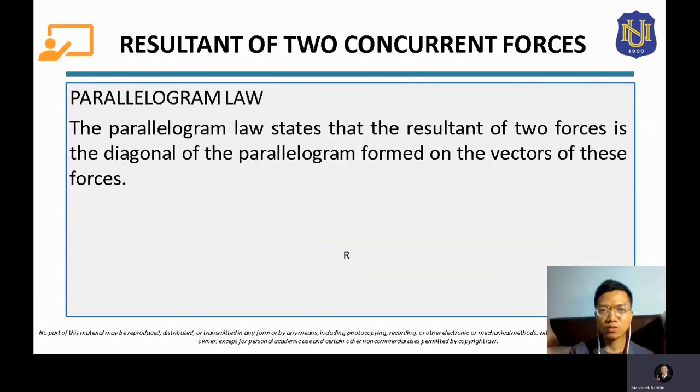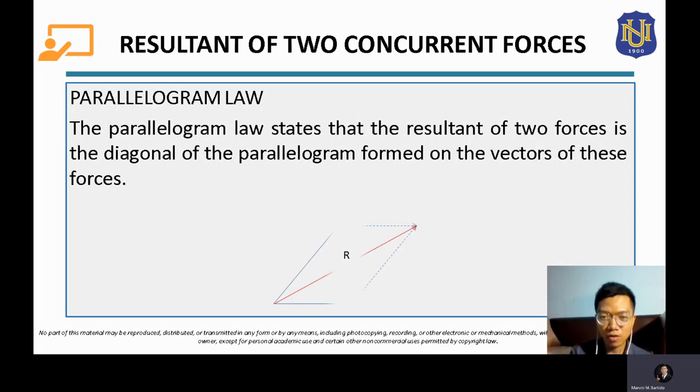So let's start with the resultant of two concurrent forces. Let's say we have a force system and there are two concurrent forces. We can actually use the axiom that we have discussed on the previous topic, which is the parallelogram law. The parallelogram law states that the resultant of two forces is the diagonal of the parallelogram formed on the vectors of these forces. Since we are talking about two forces here, we can apply the parallelogram law.